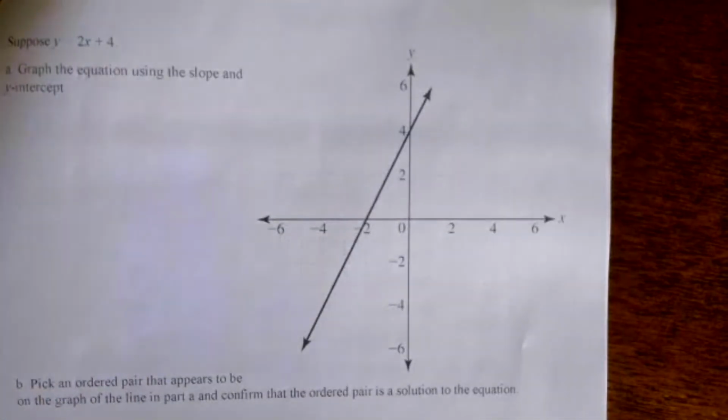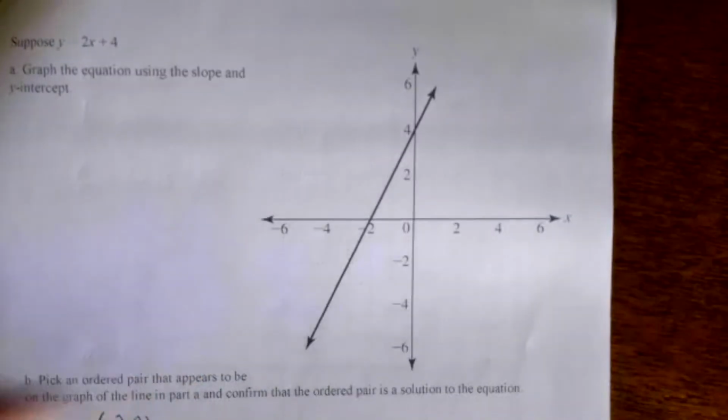All right, so this one says, suppose you have this equation, y equals 2x plus 4. Part A says graph the equation using the slope and y-intercept. So I've already done that for you over here. B says pick an ordered pair that appears to be on the graph. So somebody name an ordered pair that appears to be on this line. Negative 2, 0. Yep, negative 2, 0. Okay, so we're going to go with that.